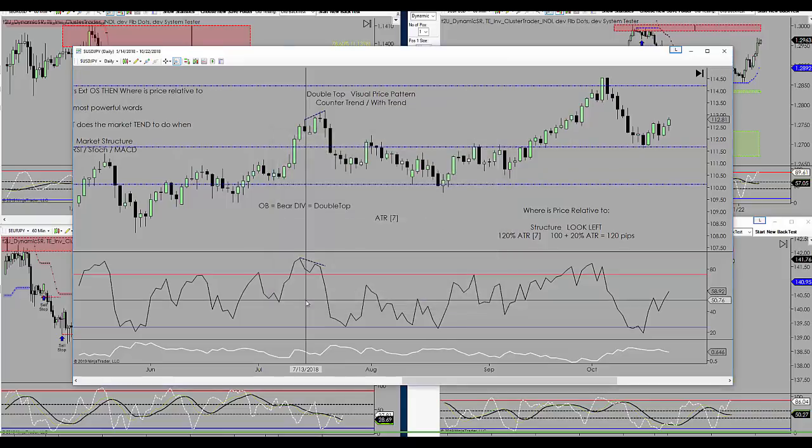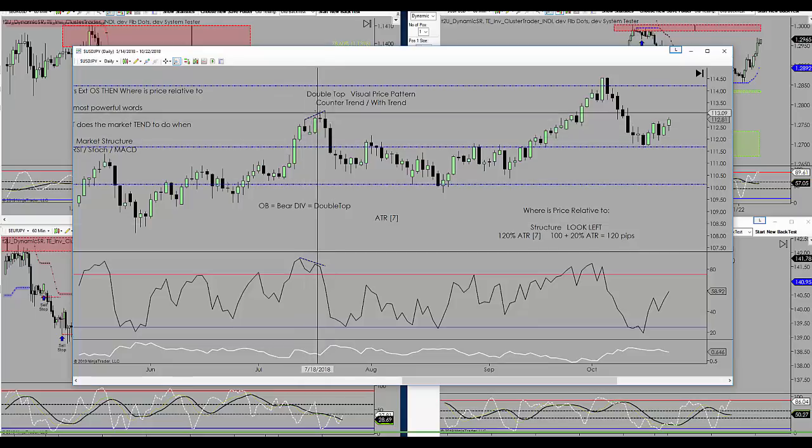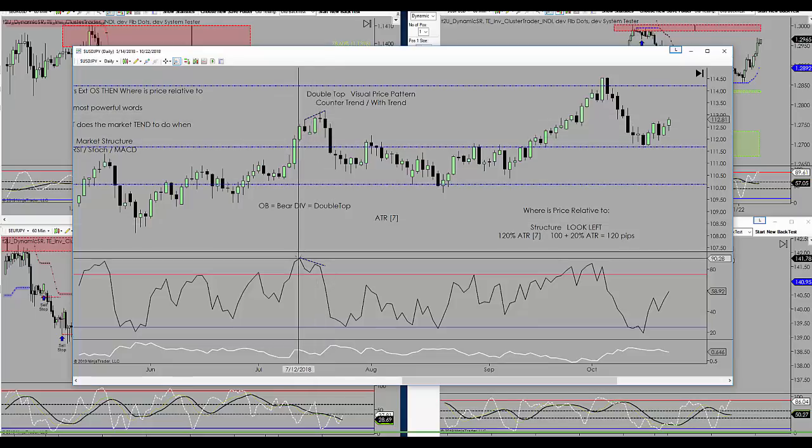Okay, so overbought, bearish divergence, double top. What do I see? I see a double top. What do I see? I see bearish divergence after an extreme reading on my RSI.